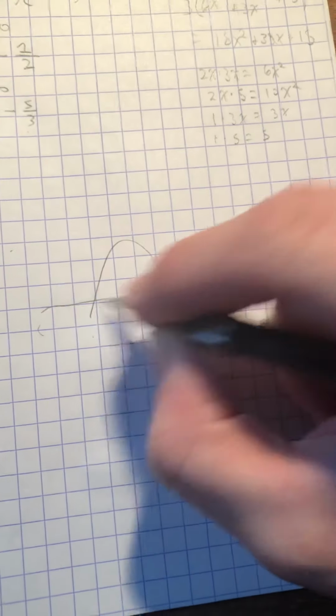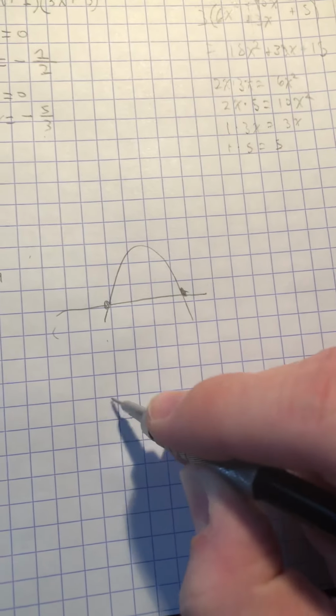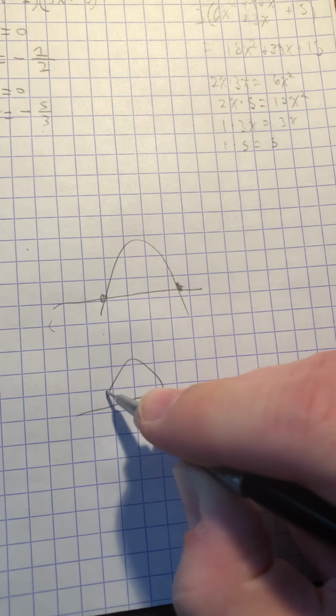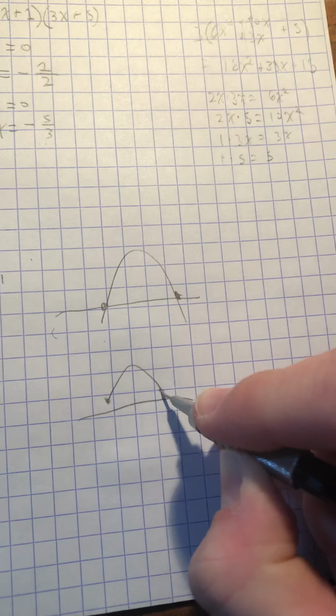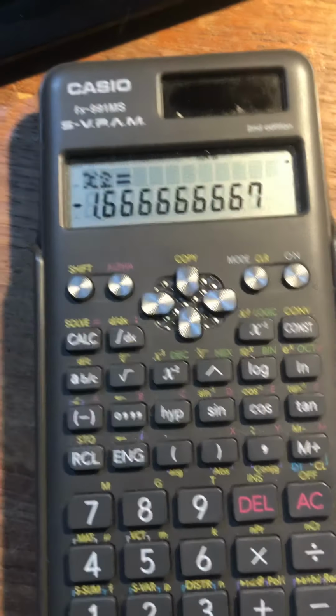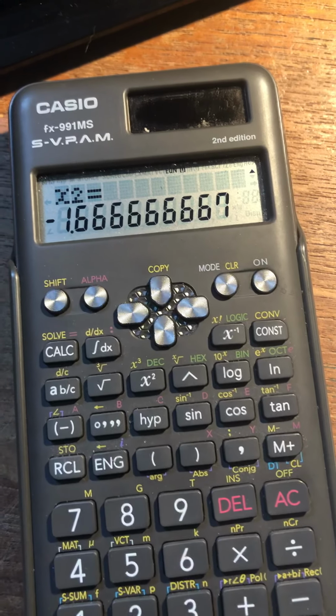It crosses the real number line here, and here's your root, but you could also have this case where it doesn't cross the real number line. So you've got roots here, but they're complex. But that's sort of more advanced than the point of this video. But anyway, that's how you solve an equation with a scientific calculator.